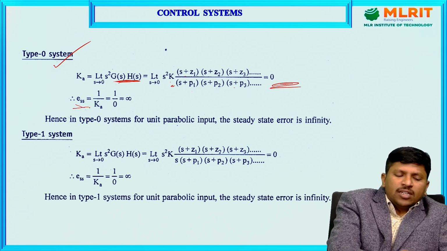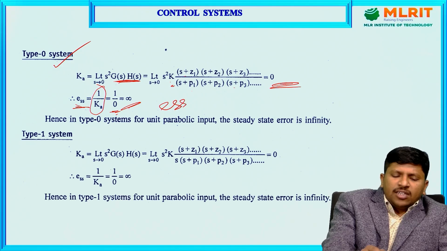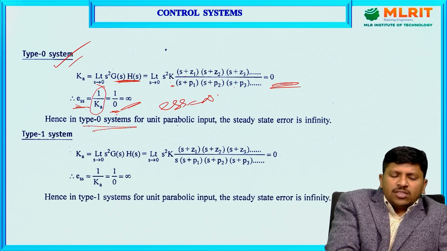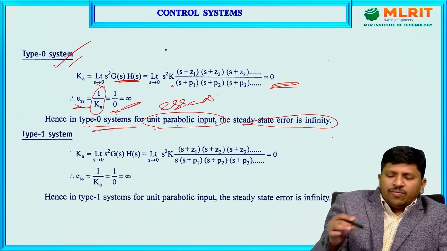So steady state error equals 1 by Ka. So Ka equals 0. So 1 by 0 equals infinity. Steady state error is infinity for a type 0 system. Hence, for type 0 systems with unit parabolic input, the steady state error is infinity.